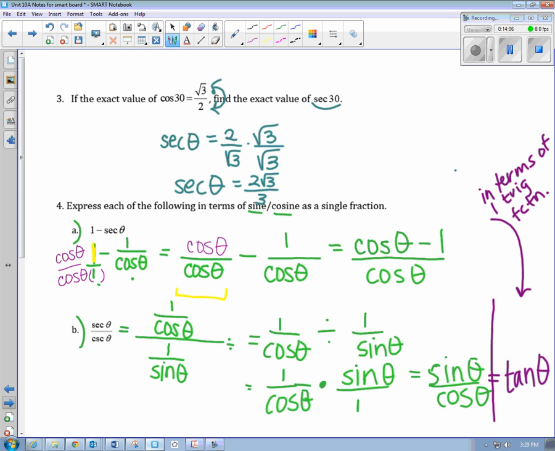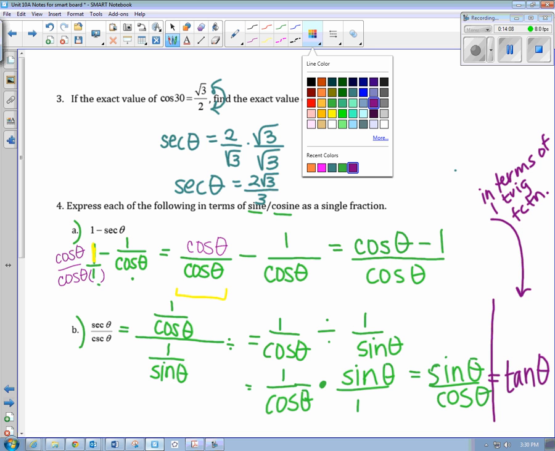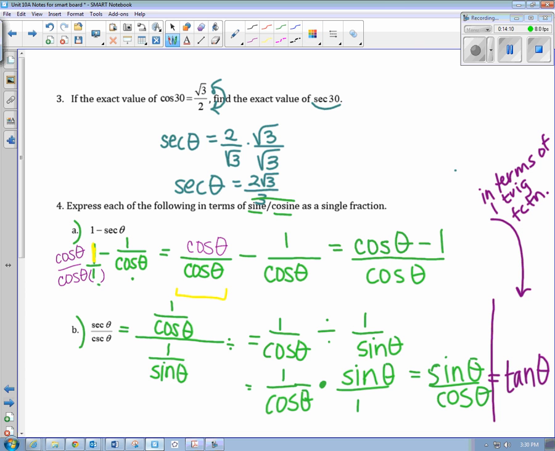For this particular question, though, we wouldn't do that because they say in terms of sine or cosine as a single fraction. So I've got a single fraction here, a numerator and a denominator with sine and cosine in it. So you kind of have to watch your wording here. Pay attention to what it is that they're asking you to do. There are some times when you need to convert the sine over cosine into the tangent.